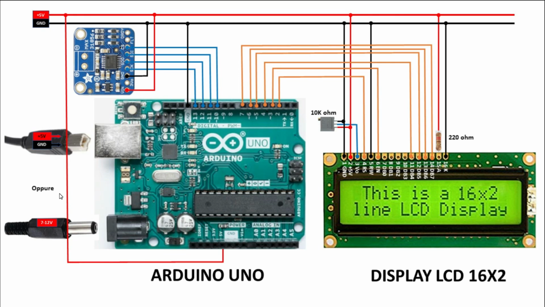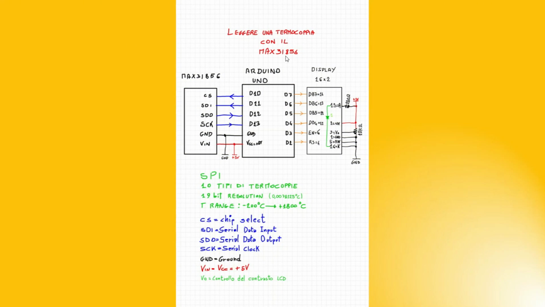But let us now see a somewhat simplified diagram of all the connections, which is certainly a clearer and more obvious representation of the connections between the various components. From this diagram, we see how we can read the temperature with a thermocouple through the MAX31856. We have here the analog to digital conversion board, which has the 4 data lines, some of which are inputs and some outputs.